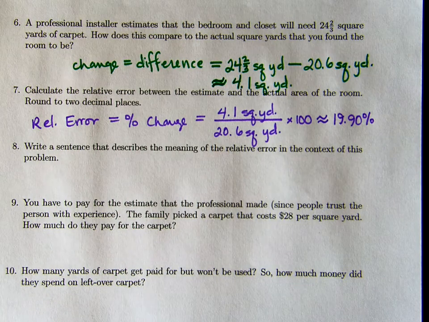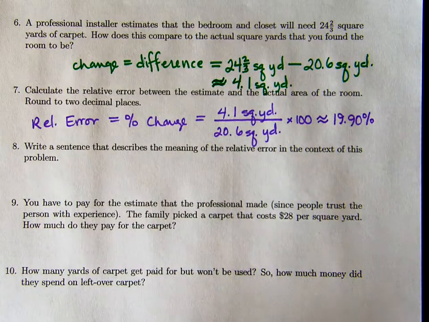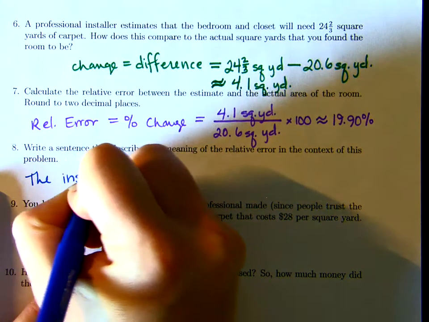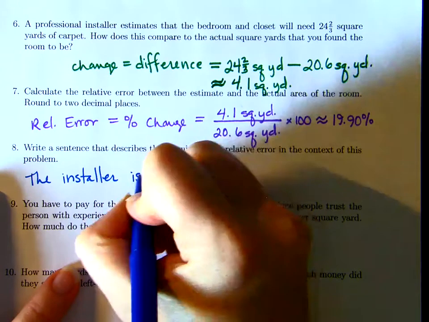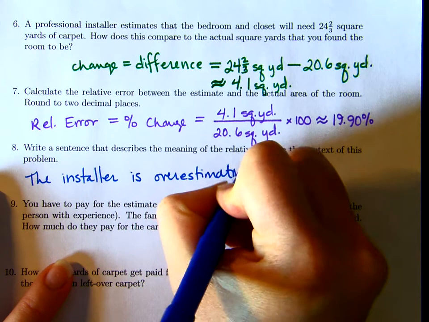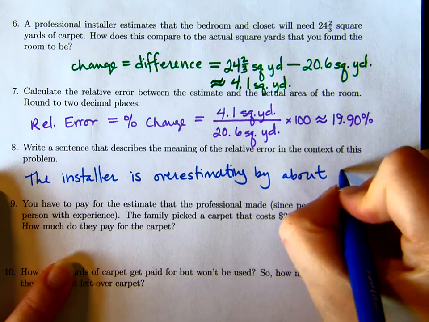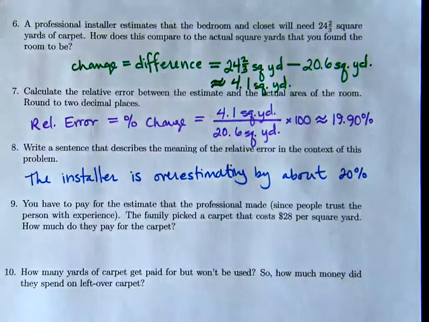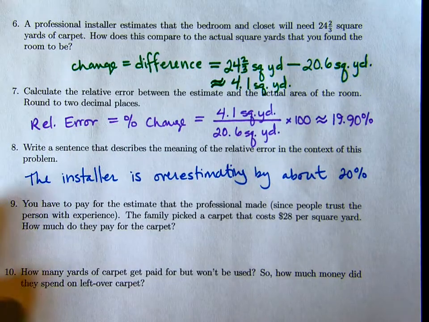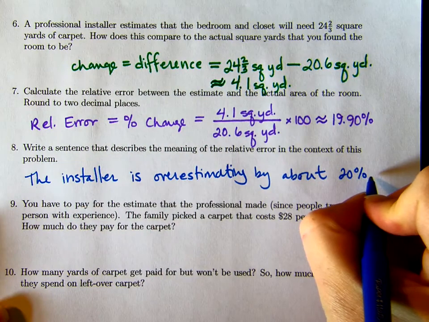Write a sentence that describes the meaning of the relative error in the context of the situation. So I just said it out loud, so let's write it down. The installer is overestimating by about 20% of the actual area. I'll leave it.